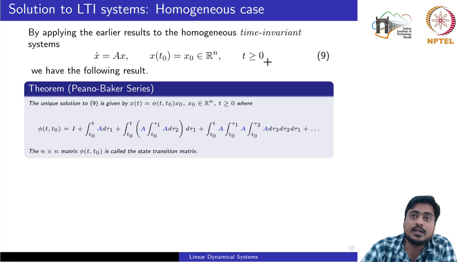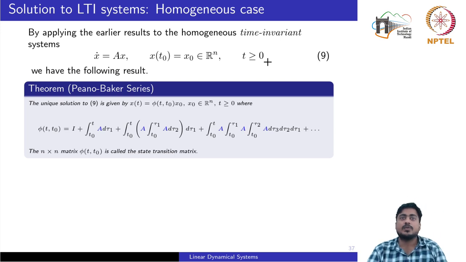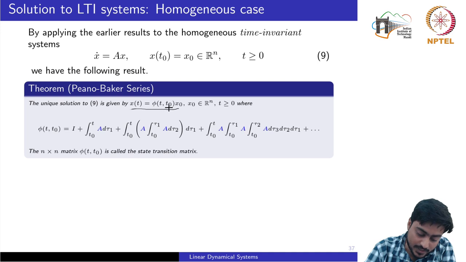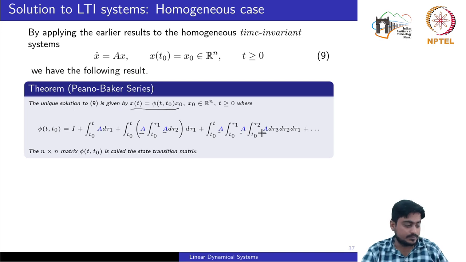So recalling the Peano-Baker series that we had introduced for the time varying case, because the time varying case is basically a generic case, the idea is that whatever solutions we had seen for the time varying case, we would specialize those solutions for the time invariant case. The unique solution to this equation is given by this part, where phi(t, t0) is the state transition matrix of n times n, and in this Peano-Baker series, all these A matrices are now constant matrices.